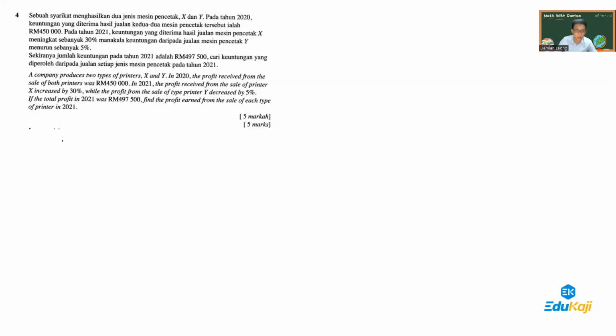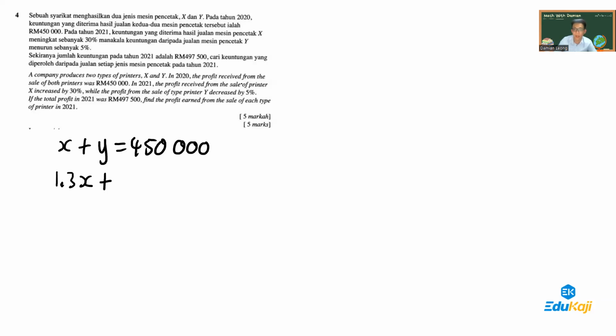So we take X for profit from printer X, Y for profit from printer Y, add together. This is profit in 2020. Add together 450,000. So profit increased by 30% means it's 130% of the profit in 2020. 130% means 1.3. Okay, 130 over 100, so 1.3.